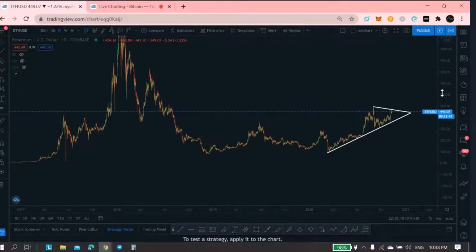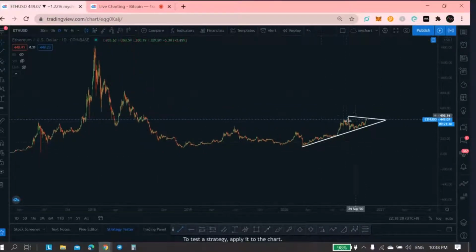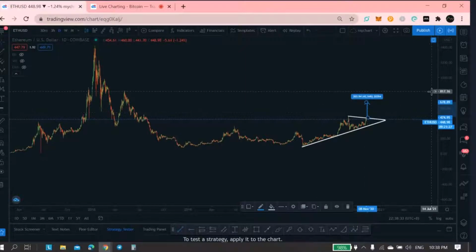However, I'm looking at it since it's also like a triangle. So once it breaks out, the possible next target is of course this, possibly here. If it breaks out at this area, possibly there, around the 678, which is close to this one. Actually, close to this next resistance, which is the 600 area. So yeah, let's see how it goes for Ethereum.